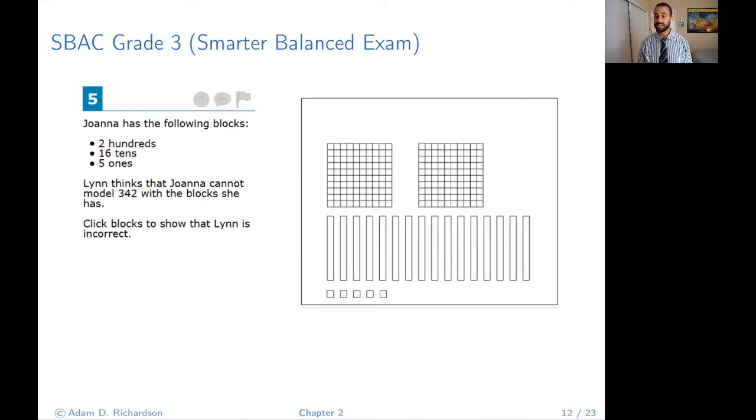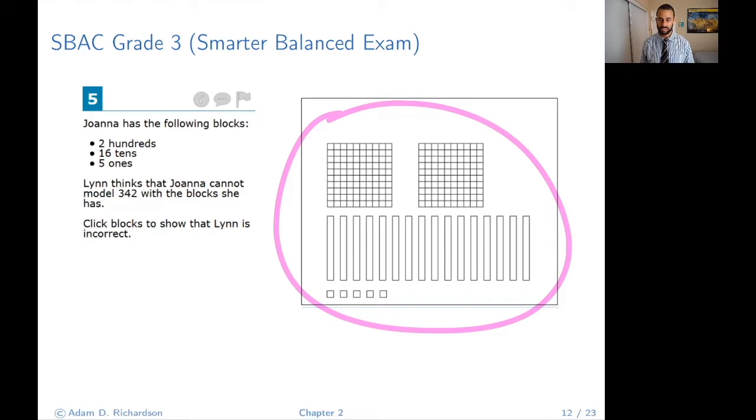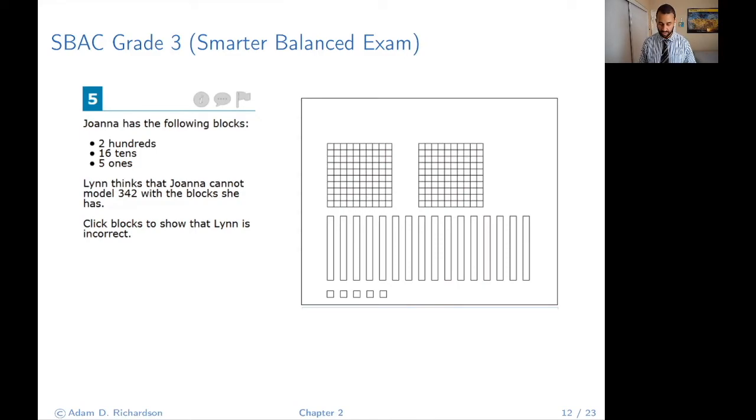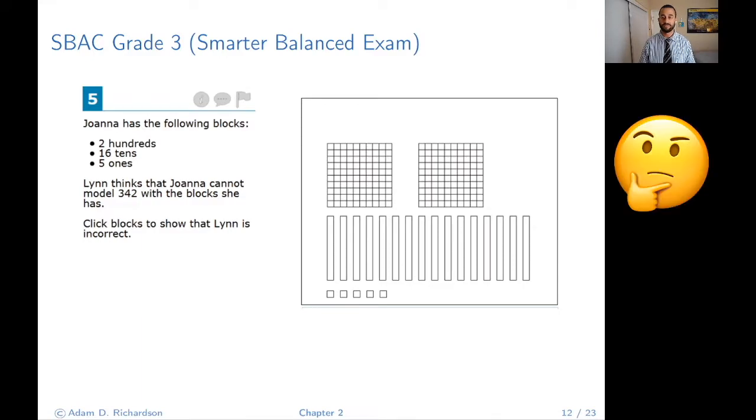This is actually a slide from the Smarter Balanced exam, the one they give at the end of 3rd grade, so we expect a 3rd grader to be able to answer this question. Let's take a look. It says Joanna has the following blocks: 2 hundreds, 16 tens, and 5 ones. Lynn thinks that Joanna cannot model the quantity 342 with the blocks that she has. Click the blocks to show that Lynn is incorrect. That's what we're asking this student to do. If you want to, take a moment, pause and think about it, see if you can figure out what you would select.